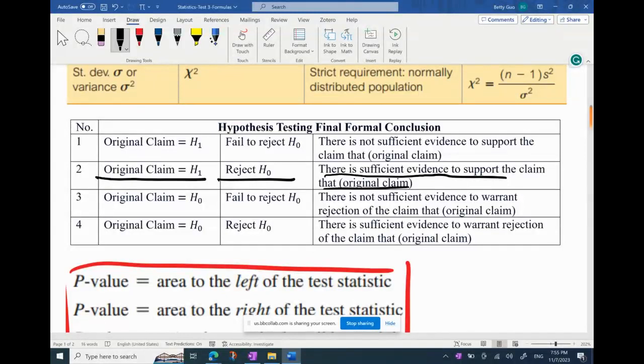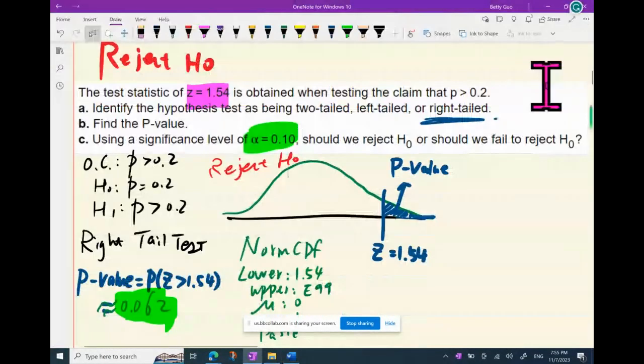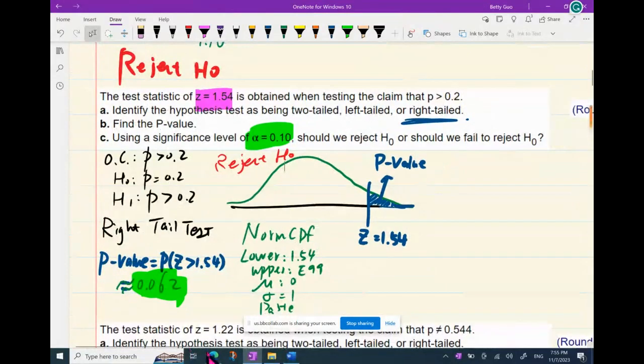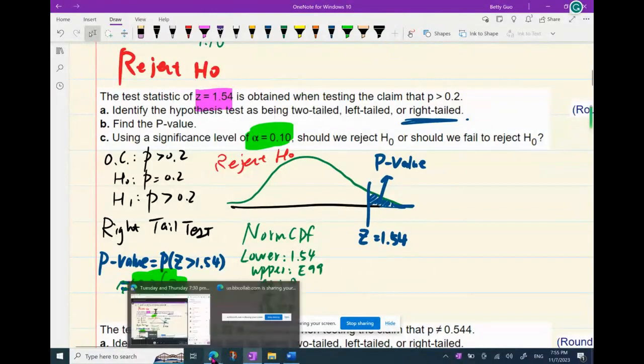Of course, understanding it is important. Since you reject null, then you support the other one, right? Did I answer your question? Yes, I will definitely include that chart.